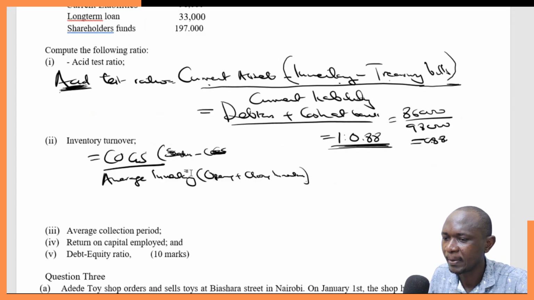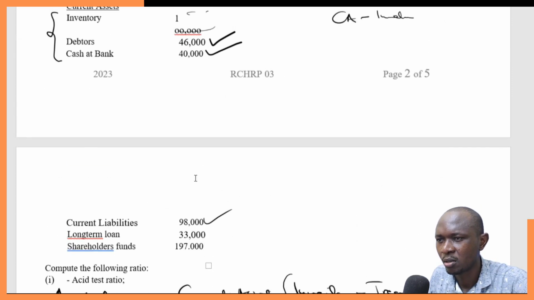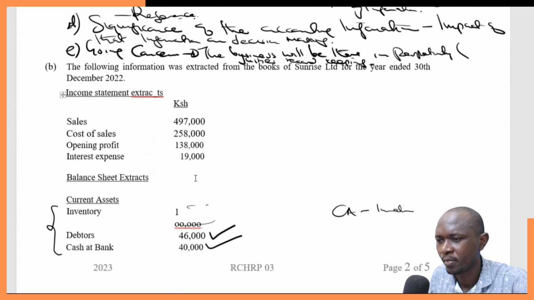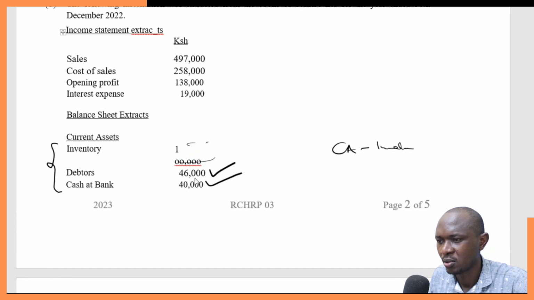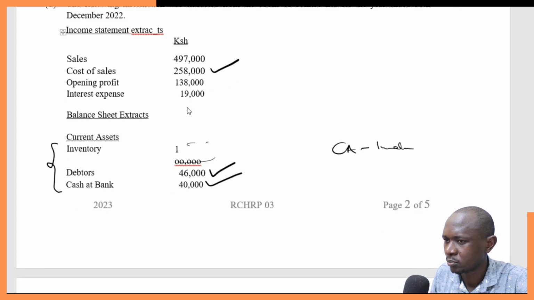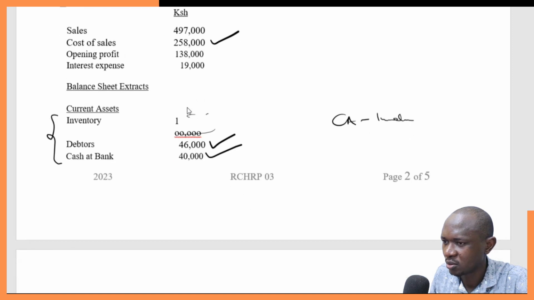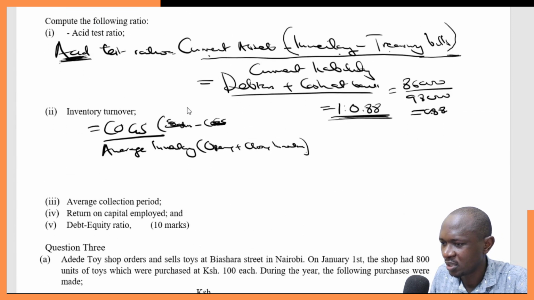Cost of goods sold is the opening stock plus purchases minus closing stock. In this question we've just been given the cost of sales here. So cost of sales has been given as 258,000. So we've already been given cost of sales or cost of goods sold as 258,000.